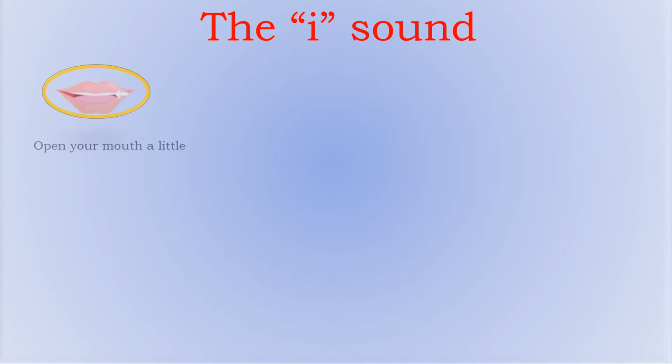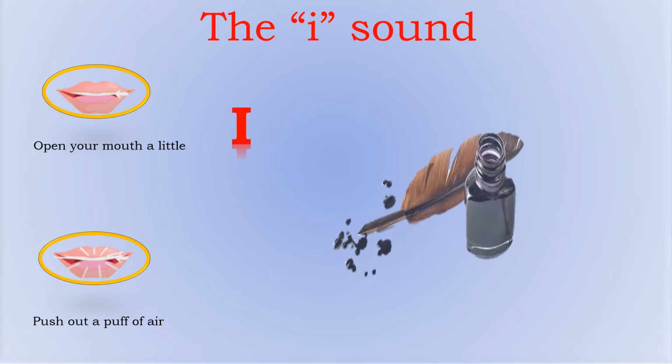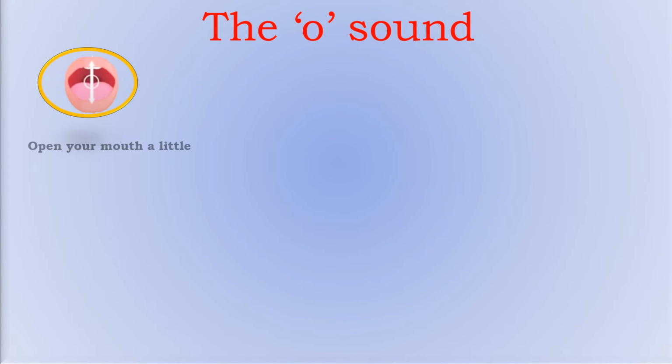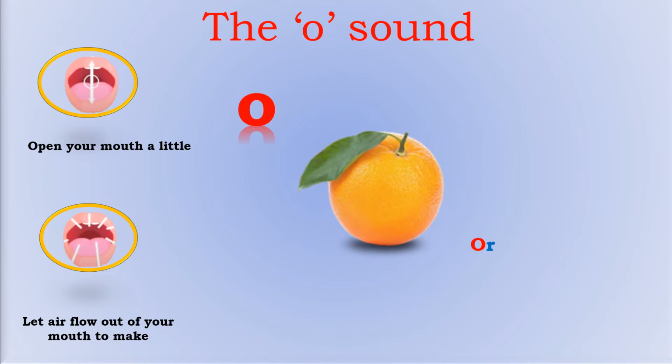Short I sound. You open your mouth a little and then push out a puff of air to make I, ink. The short O sound. You open your mouth a little. Let air flow out of your mouth to make O, orange.